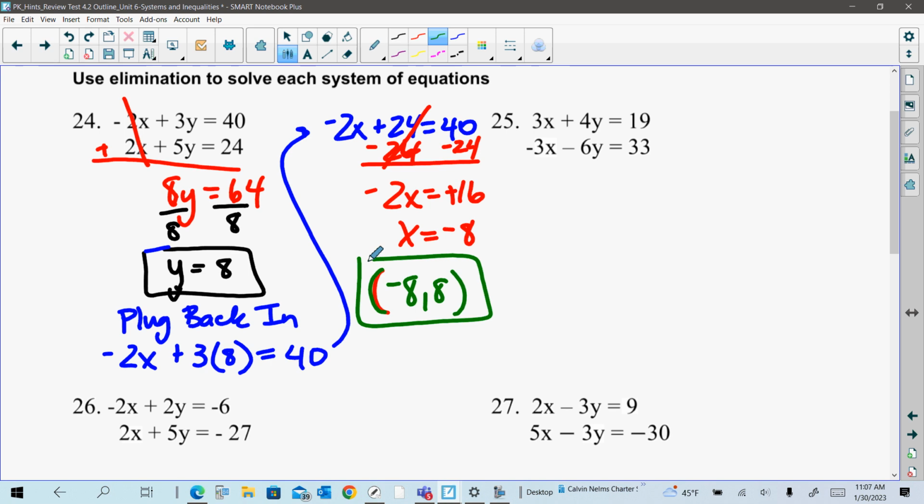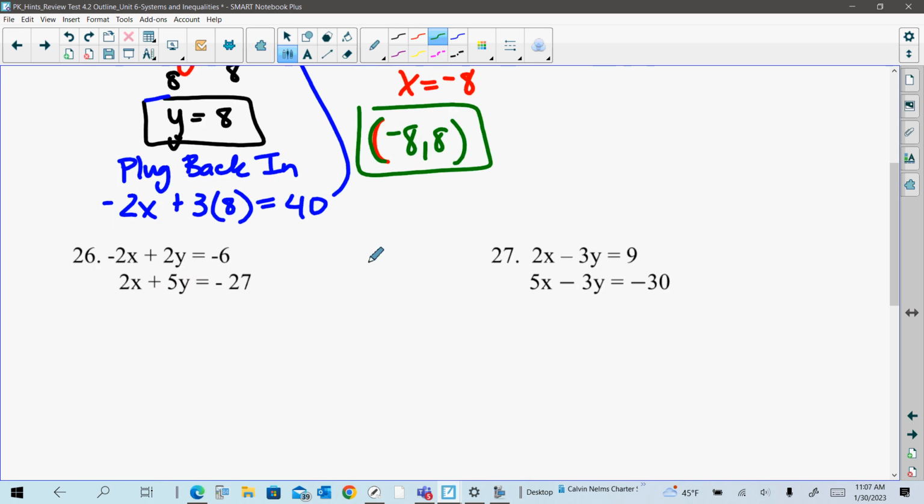All right, so 25, who gets eliminated? The x. All right, we're fine on that. What about 26? The x's again. What about 27? We need to multiply. What do we need to multiply by? Negative 1. Okay, so we can make the y's opposite.